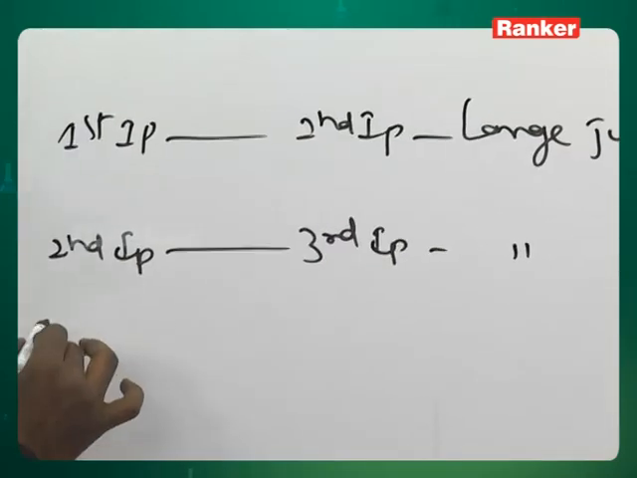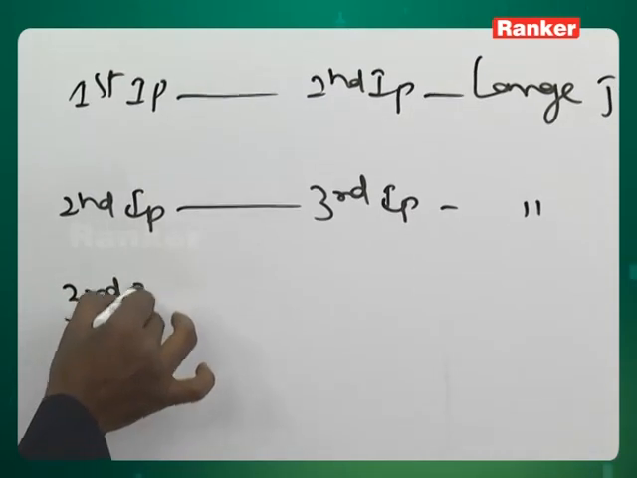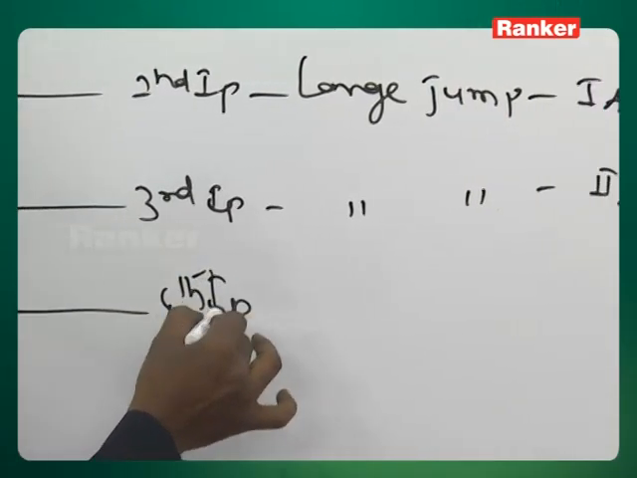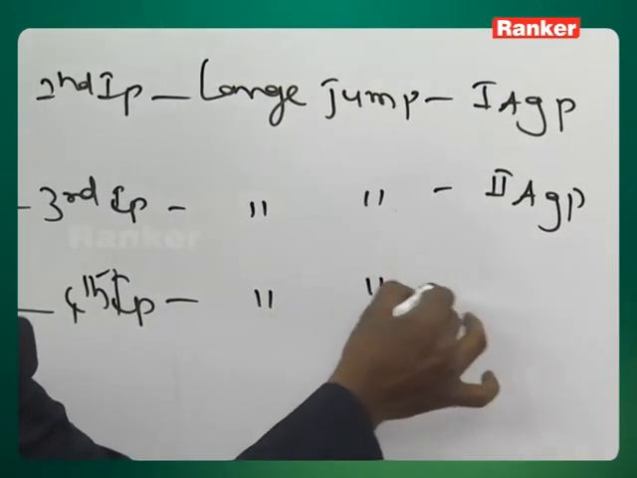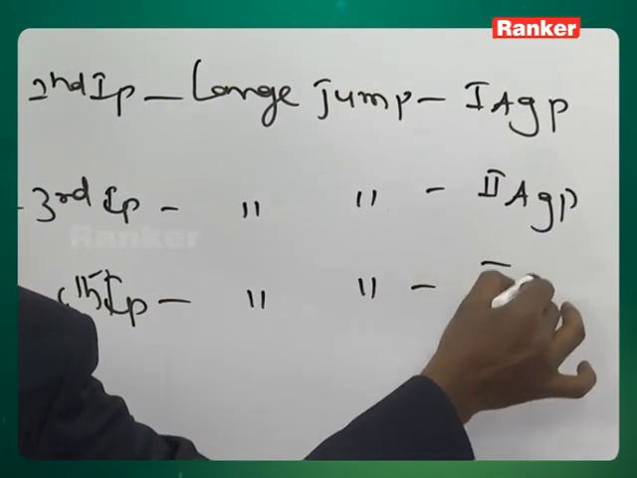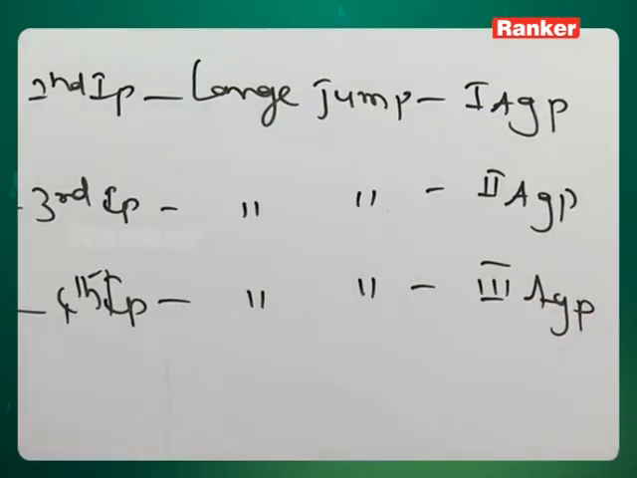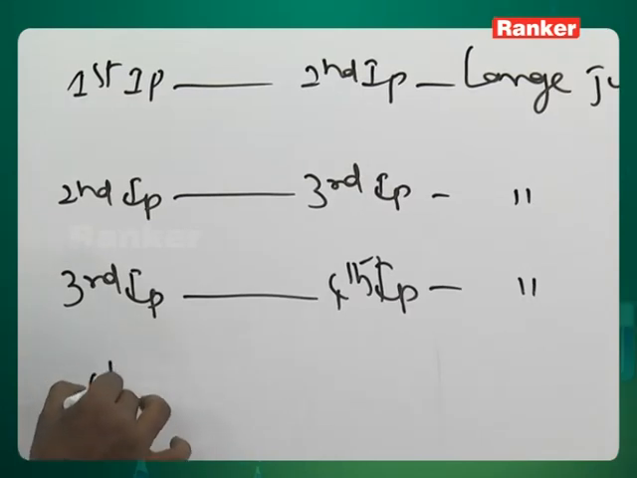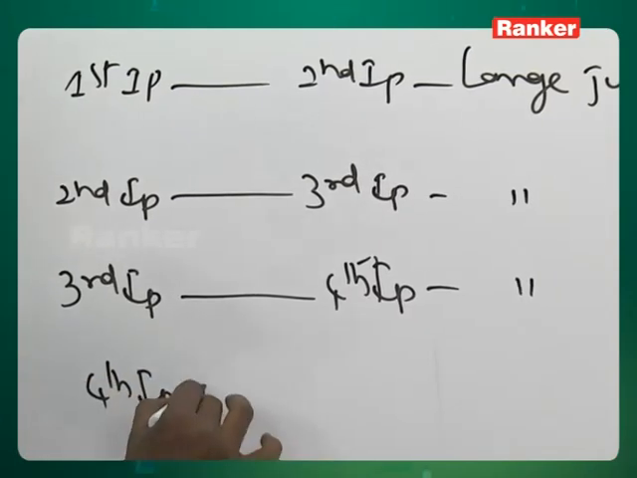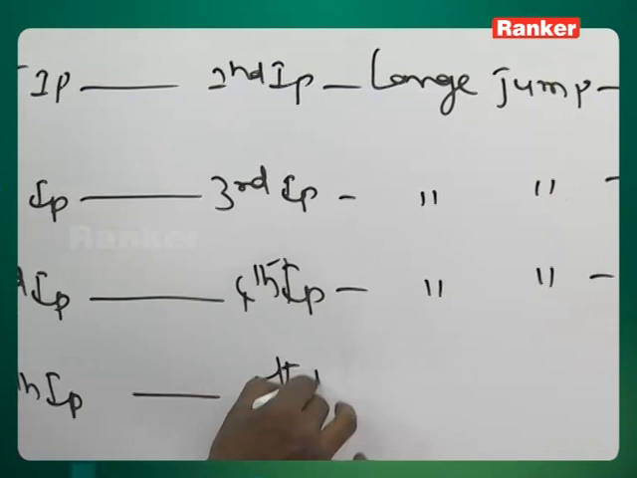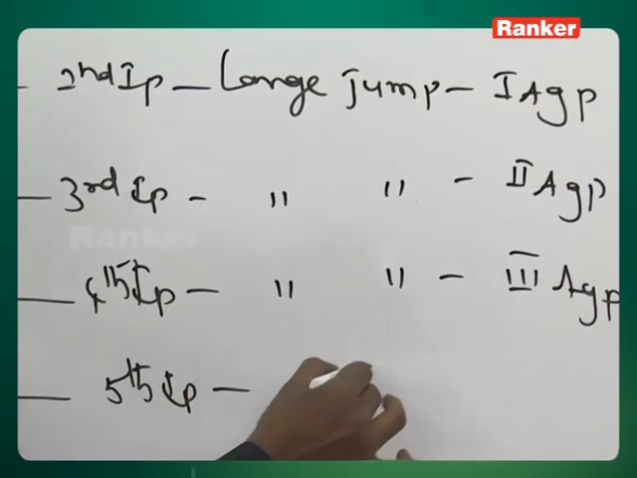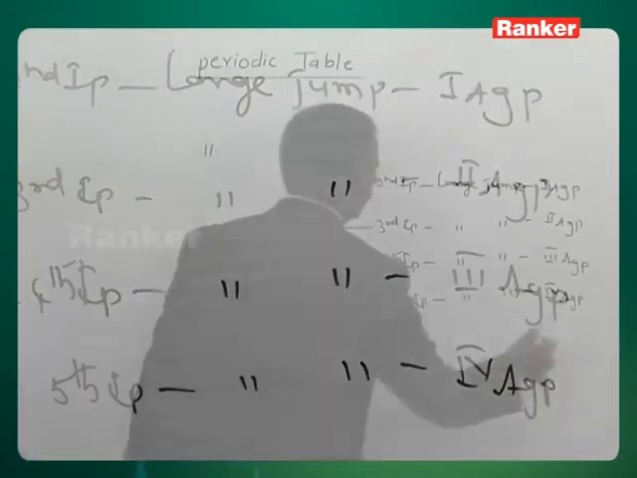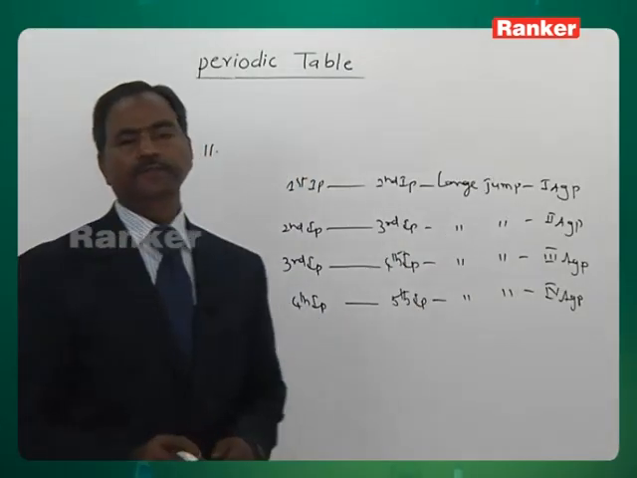Similarly, you consider third IP to fourth IP, a large difference is there. That will definitely be a third A group element we can consider. Once fourth IP to fifth IP you take, that will similarly belong to, again, the fourth A group. This is the general concept that we are talking about.